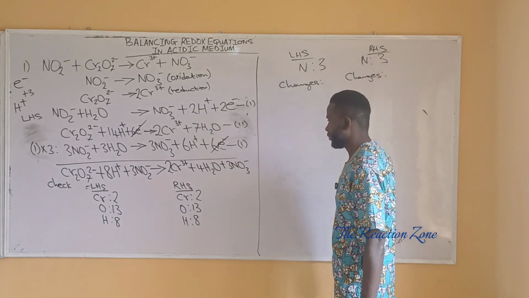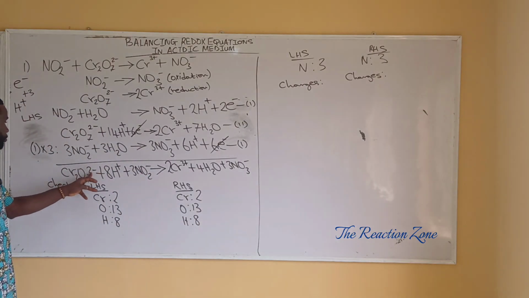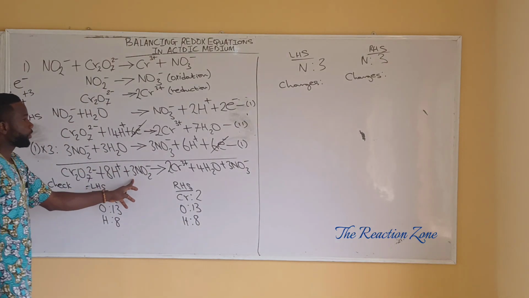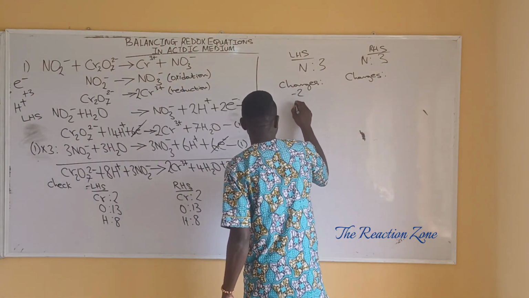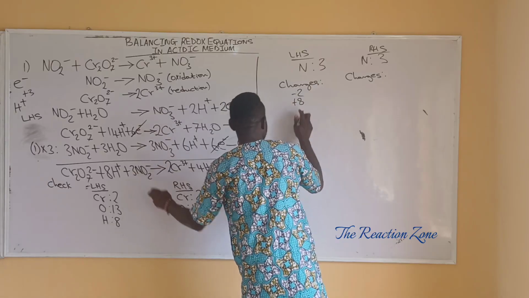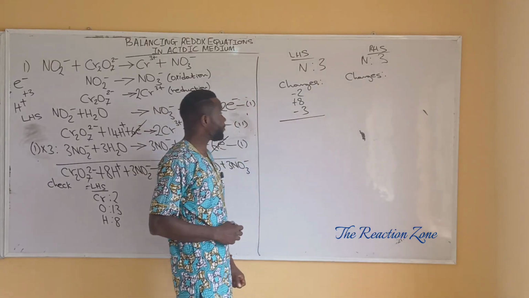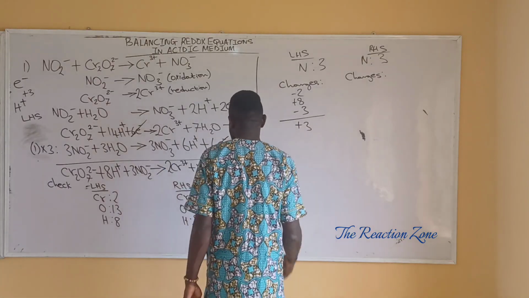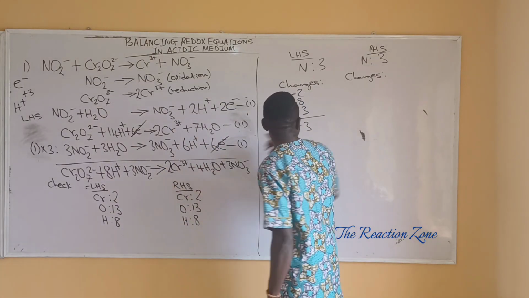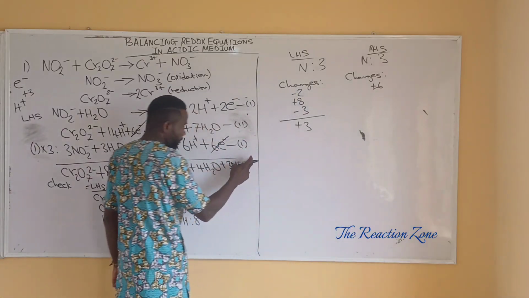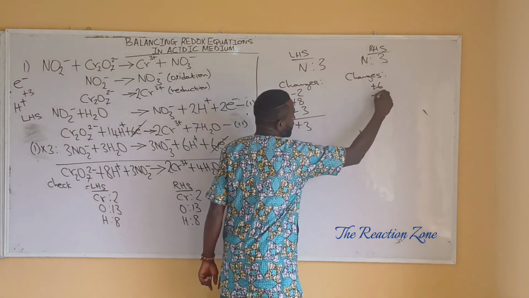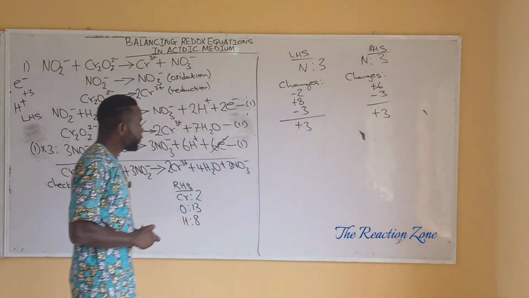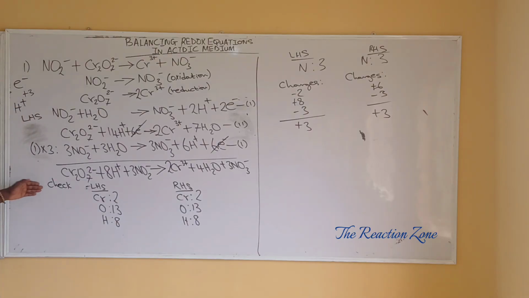Now let's come to the charges. For the charges, you have minus 2, plus 1 times 8, and minus 1 times 3. On the left-hand side, plus 1 times 8 is plus 8, and minus 1 times 3 gives us minus 3. So the net charge on the left-hand side, minus 2 minus 3 is minus 5, and minus 5 plus 8 is plus 3. On the right-hand side, we have plus 3 times 2, which is plus 6, and minus 1 times 3, which is minus 3. So the net charge here is plus 3. So when you look at this, you see clearly that in the answer to the question, the atoms on both sides of the equation are balanced and the charges are also balanced.